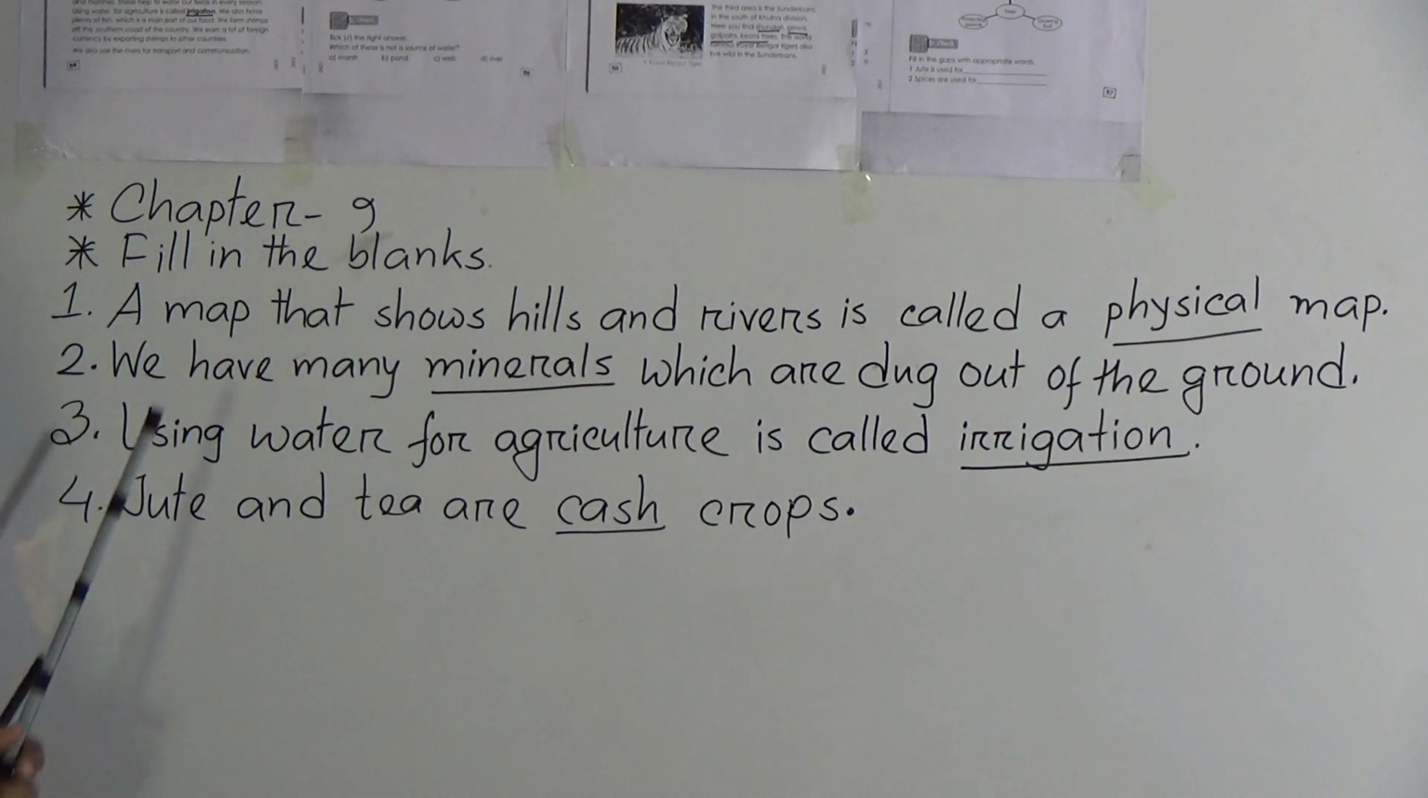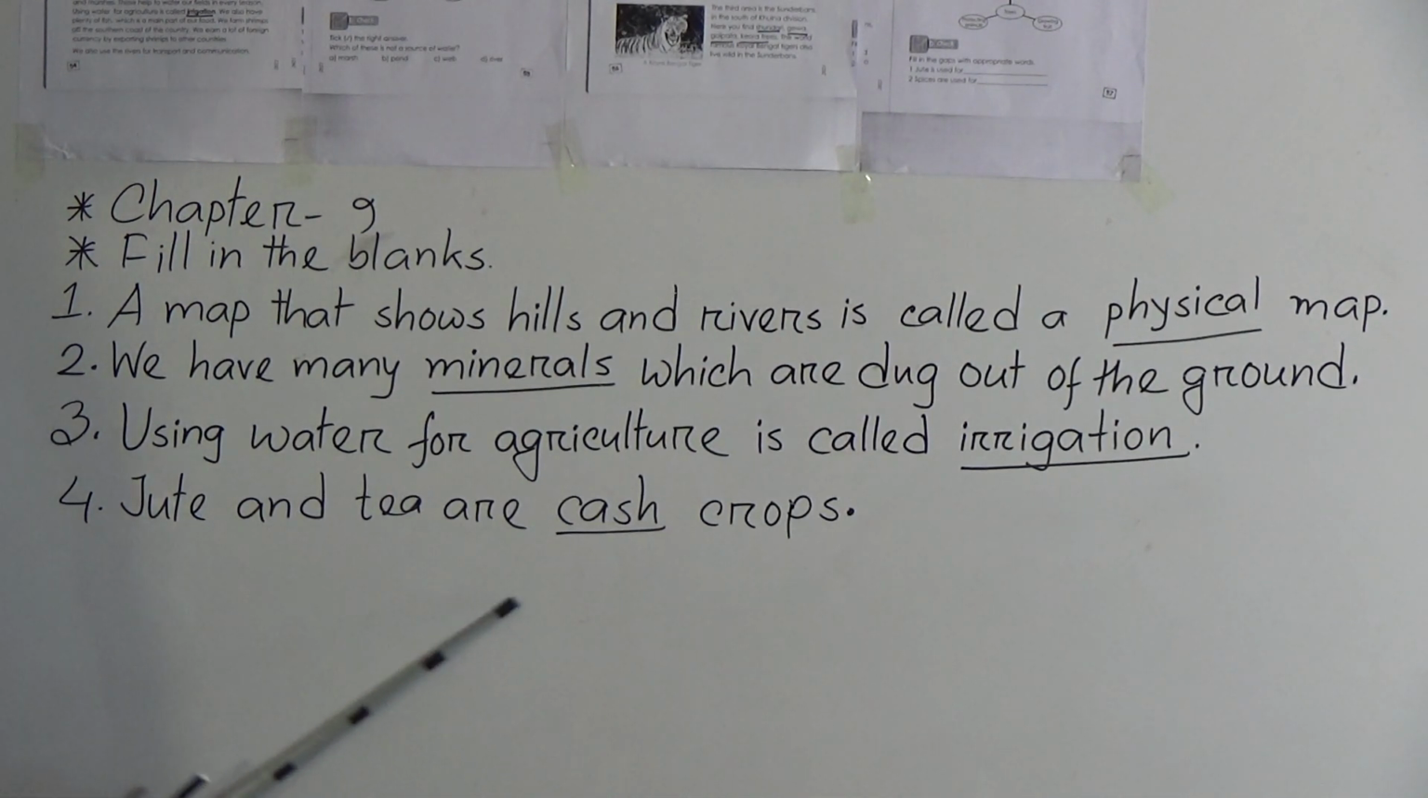So I am reading again. Number 1, a map that shows hills and rivers is called a physical map. I am not pointing so that you can take a screenshot of this. Number 2, we have many minerals which are dug out of the ground. Number 3, using water for agriculture is called irrigation, and number 4, jute and tea are cash crops.